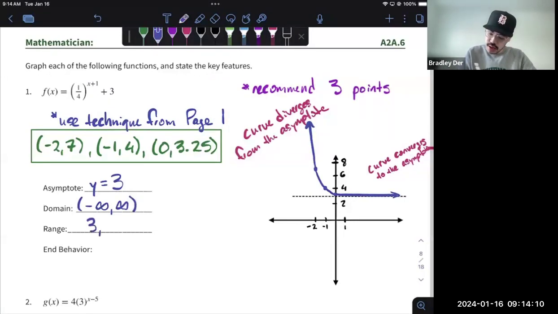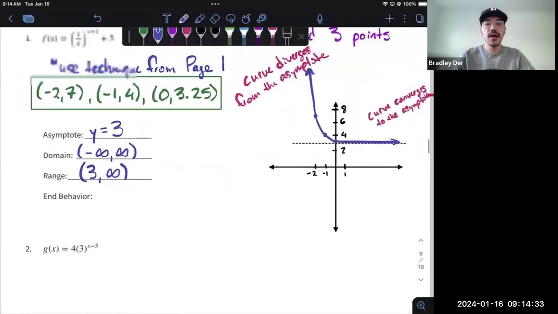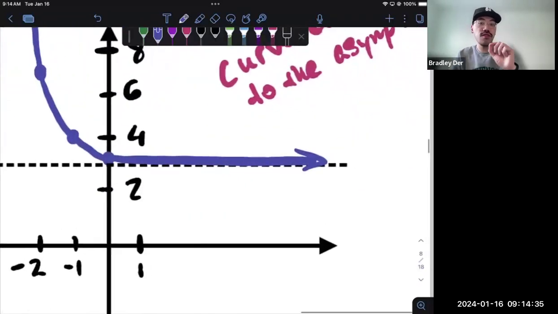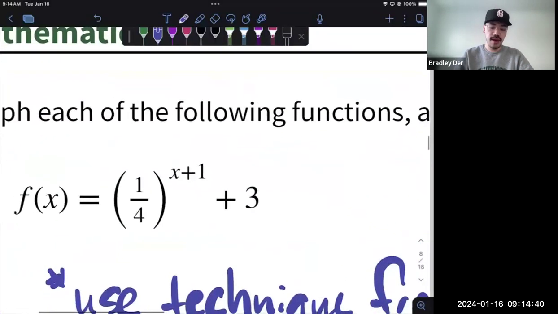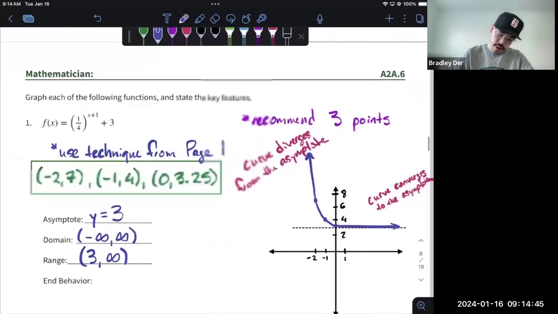For the range, 3 comma infinity, right? Taking the minimum y value and the maximum y value. Infinity always gets a parentheses. Think to yourself for a moment as to whether that 3 is going to be included with a bracket or excluded with parentheses. Excluded with parentheses is the answer that we're looking for here, right? Because as we said, the curve will get very, very close to the asymptote, but never actually get exactly to 3, because this exponential never really equals 0, right? So we're excluding that 3 there.